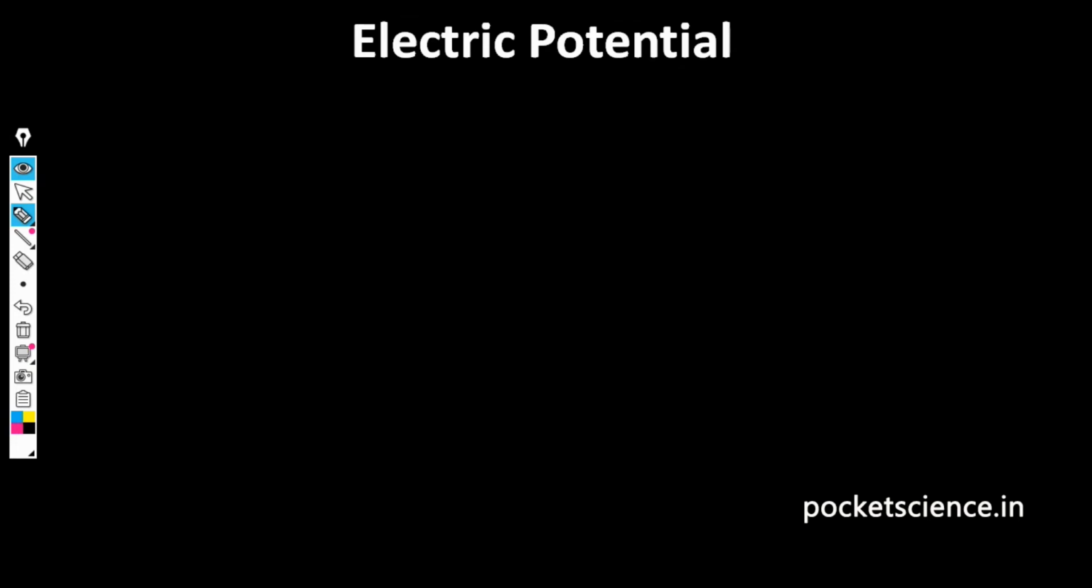Electric potential. We know that electric current is the rate of flow of electric charge. But what is the reason which makes the charges flow inside an electric circuit? So electric potential is the reason behind the flow of electric charge. But how? In order to understand that, we'll take an example here.